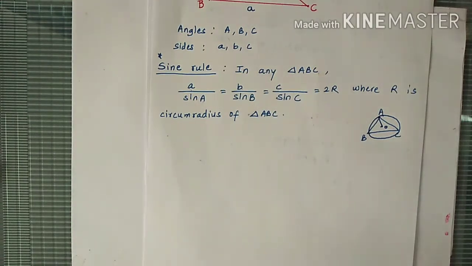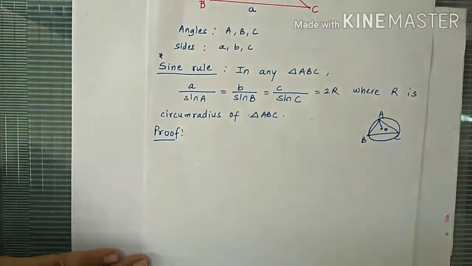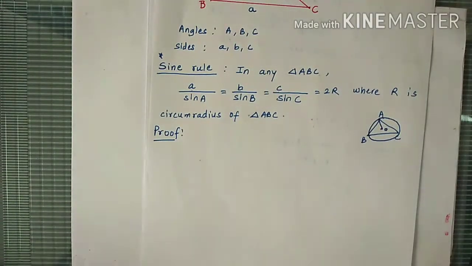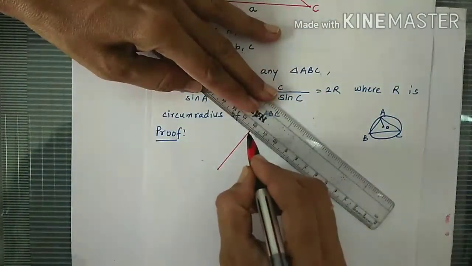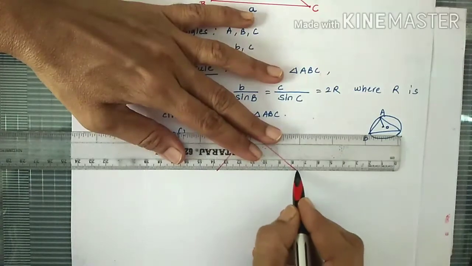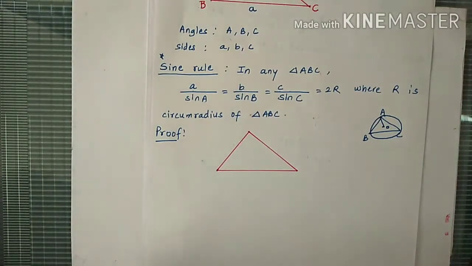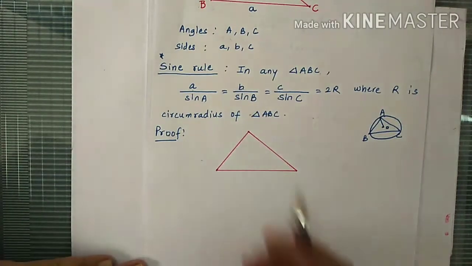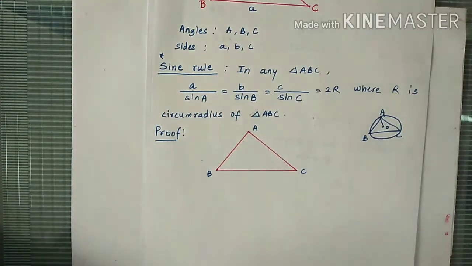So in the textbook they have used area of triangle ABC. So let's prove it. So the proof is like this. Take any triangle ABC. So if we draw a triangle ABC, so this is triangle ABC. You may draw it as acute angle or obtuse angle, but if we take right angle, that will be a special case. So just draw any triangle ABC, not specified. So it is any triangle ABC.